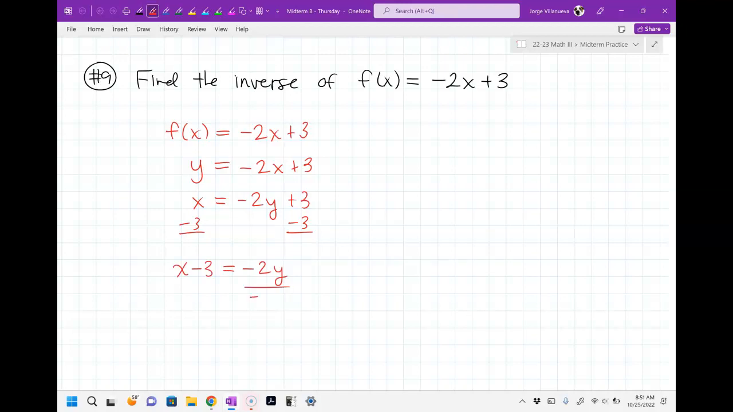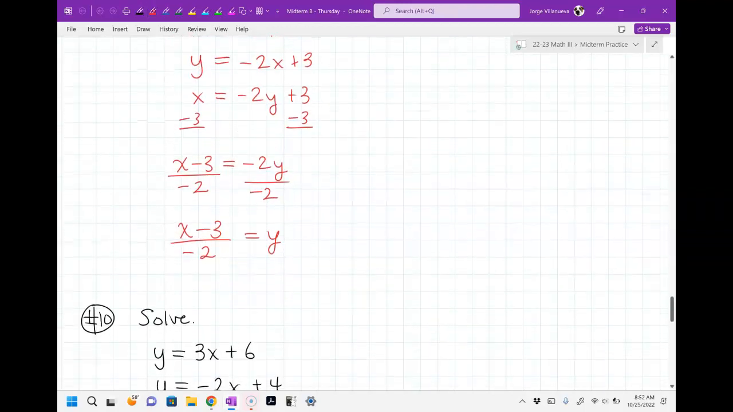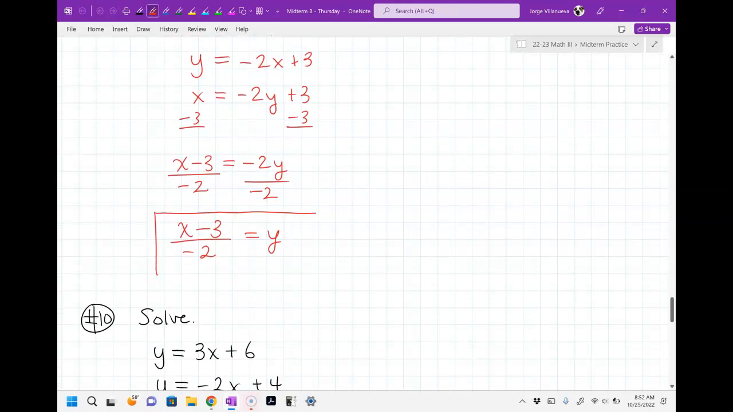And then, yeah, divide. Now, I don't know how they're going to write their answer. Let me do it 2 ways. So either the answer is going to look like this. In other words, you divided everything by -2. Okay, so the answer could either look like this, or they may break it apart.